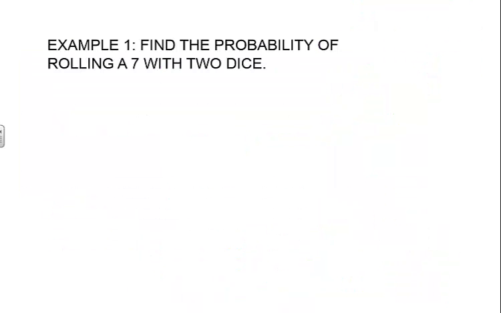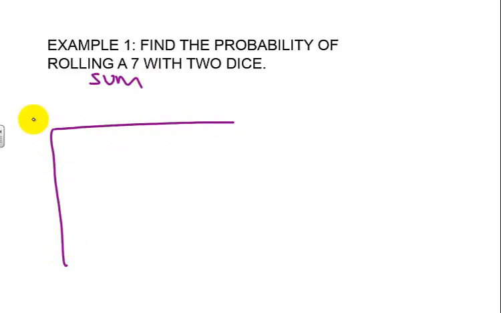So when you're given a question, you have to first determine, first of all, if there's more than one event happening, and second of all, if they're mutually exclusive or not. So for this one, it says find the probability of rolling a 7 with 2 dice. So first thing I'm going to do is, and I should probably say the sum would equal 7, I'm going to make a sample space. I'm going to add these together.